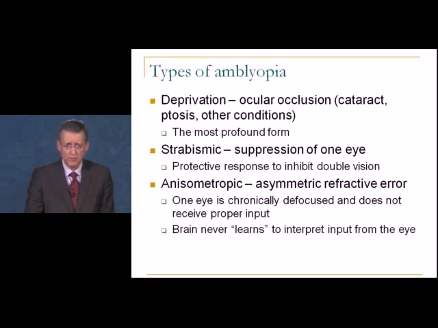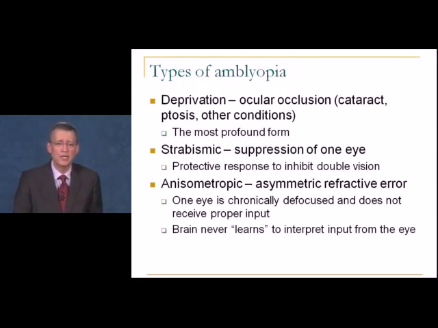So I've just talked about the different types, but let me be a little bit more exact. So deprivation is the worst form, the hardest to treat. That's those unilateral cataract patients, or like complete ptosis or other things around the eye that just completely blacks out the eye. That is profound and really hard to get back from. Strabismic amblyopia is the next most difficult to get back to normal. That's where the brain's just shutting off one eye to inhibit double vision.